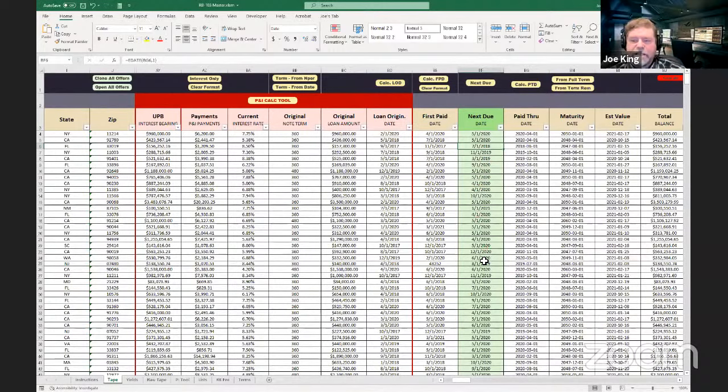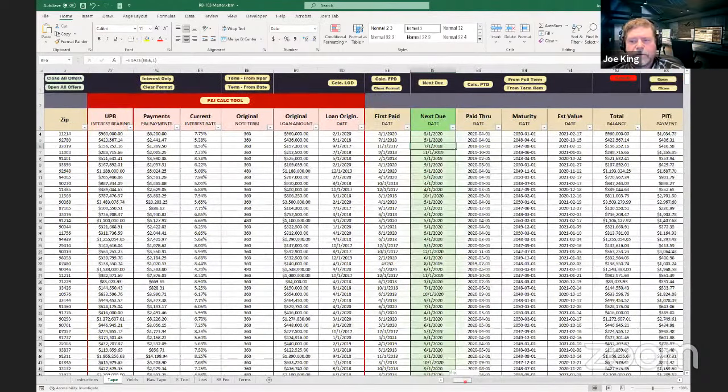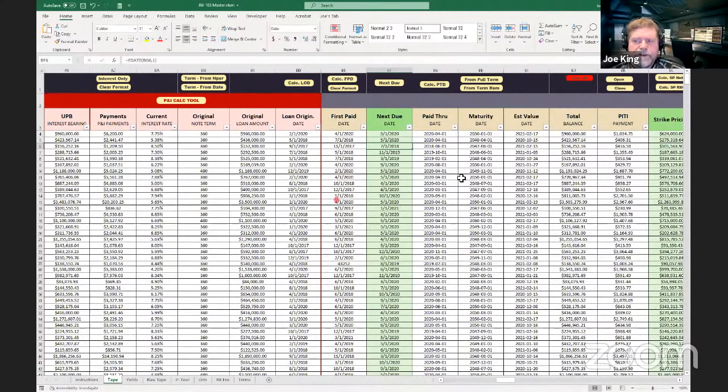So what I was saying is that when we take the information in here, we want to look at just about everything. All this information is very important to us: our first pay date, our next due, our paid through, our maturity. We want to have this information. If it's missing from the seller, we're going to ask for it, or we're going to calculate it on our own by doing reverse calculations, which is what these buttons up here are.